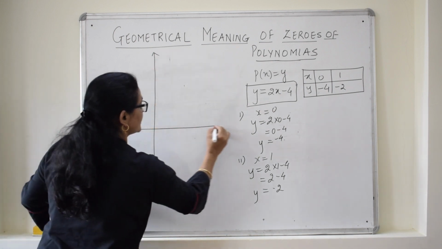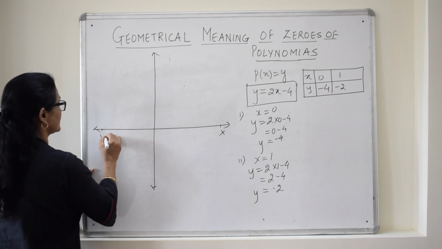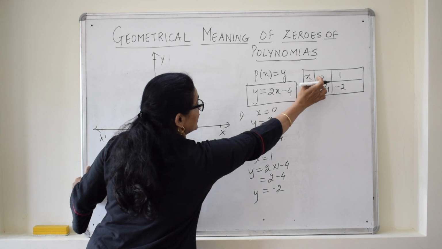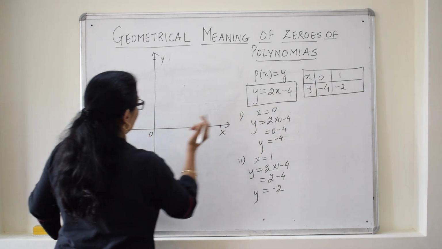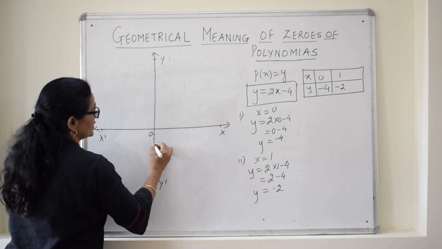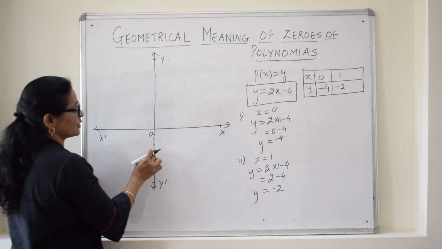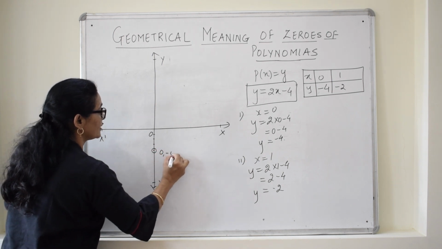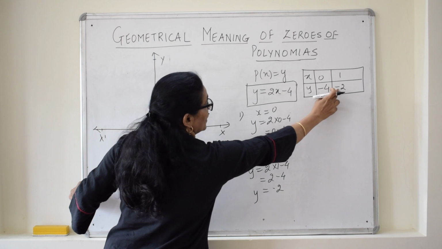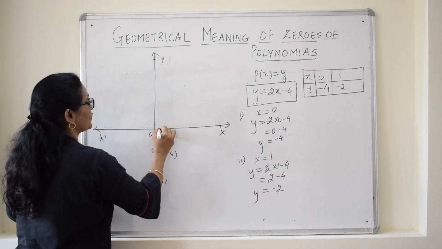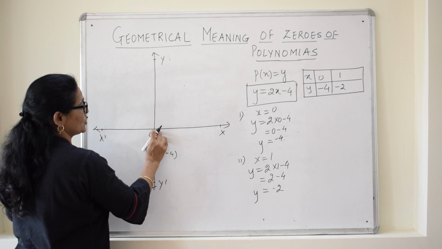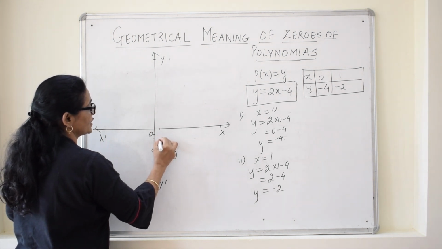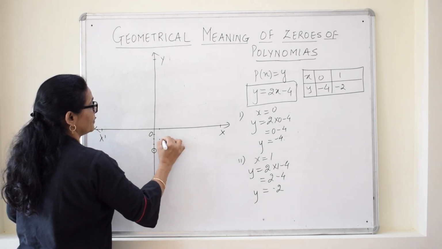Now we represent these 2 points in the Cartesian system. For the Cartesian system we have to take 2 axes, the x-axis and the y-axis, and we will take these 2 points, 0, minus 4. So this x coordinate is 0, that is why this point will lie on the y-axis. 0, minus 4 is this point, and 1, minus 2. Minus 2 will fall over here, 1, and this is 2. So this is the second point, 1, minus 2.